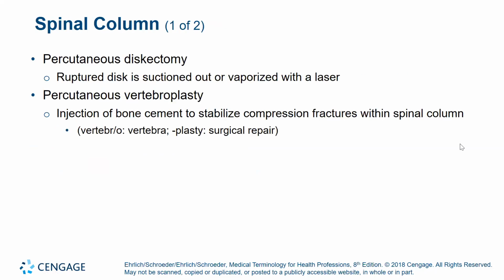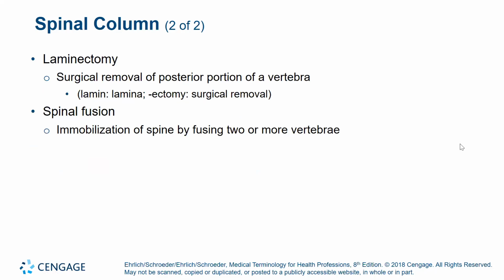Next, they talk a little bit about the spinal column. Some of the procedures: percutaneous discectomy, percutaneous vertebroplasty. Looking at that term, vertebro is vertebrae, plasty is surgical repair, so it's surgical repair of the vertebrae. The discectomy, then, it's a ruptured disc. This is just suctioned out with a laser. Laminectomy is another, surgical removal of the posterior portion of the vertebrae. We have spinal fusion, immobilization of the spine by fusing two or more vertebrae.